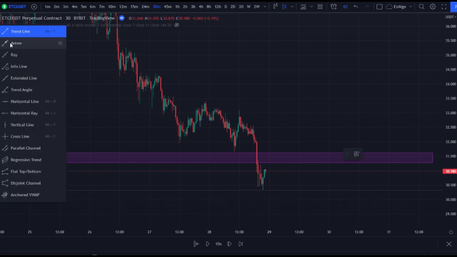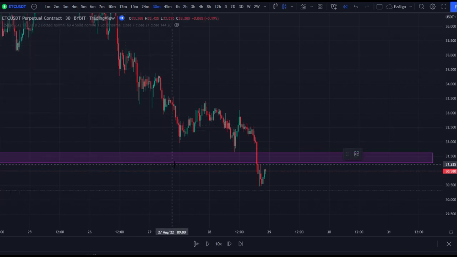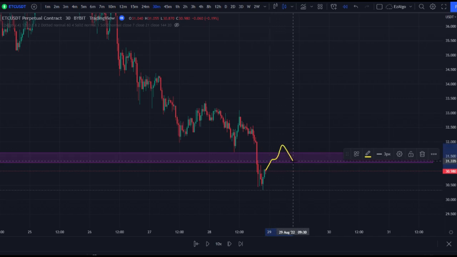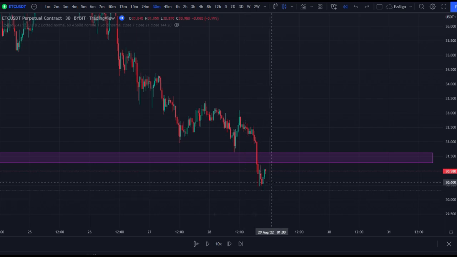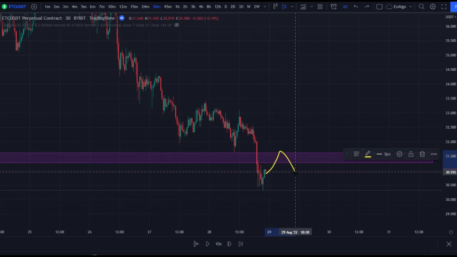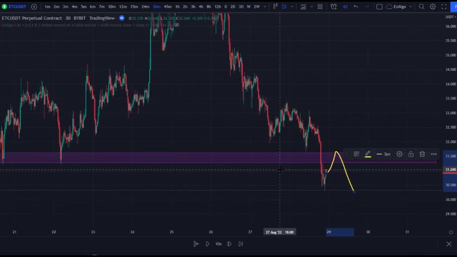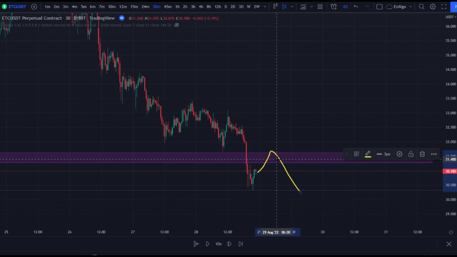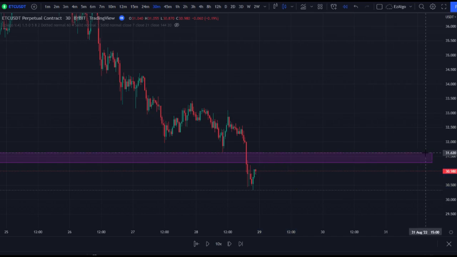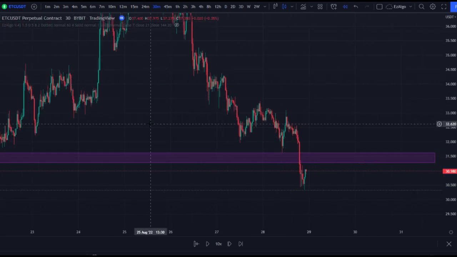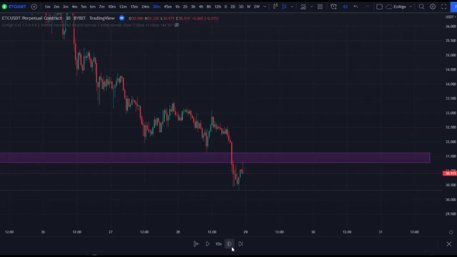I'd be looking for price to reclaim this level, and I'd be looking to take a long on the retest. Or I'm looking for an underside test right here. I want to see price break out of this zone, come back in, and then I'm going to enter a short position. So those are the two things that I'm looking for. I don't know what price is going to do just yet, but that's okay because we're going to find out.